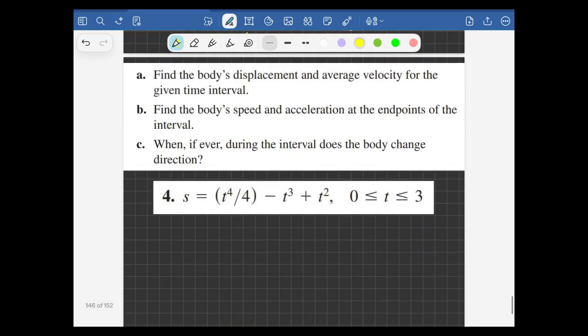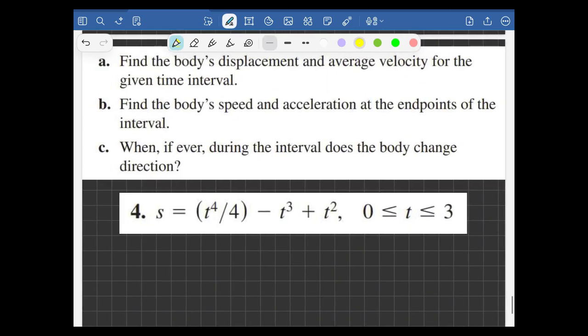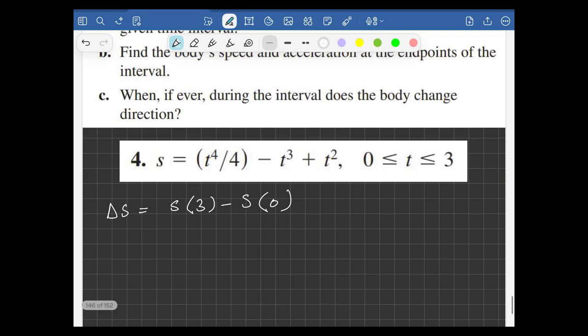Question number 4. Body displacement and average velocity again. So for the displacement, delta s equals displacement at the end point 3 minus displacement at the end point 0, equals t raised to power 4. So 3 raised to power 4 divided by 4 minus 3 raised to power 3 plus 3 squared.